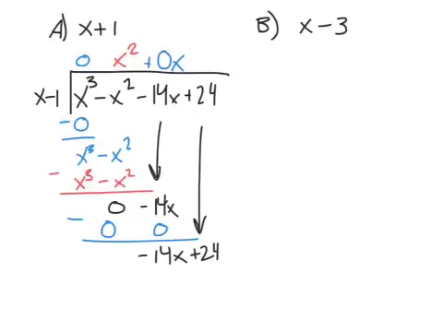x minus 1, it's going to get multiplied by negative 14. Negative 14 on the top times x is negative 14x, and negative 14 times negative 1 is positive 14, and then I'm going to subtract down. The first two cancel, and then I get 24 minus 14 is 10, so a remainder of 10.